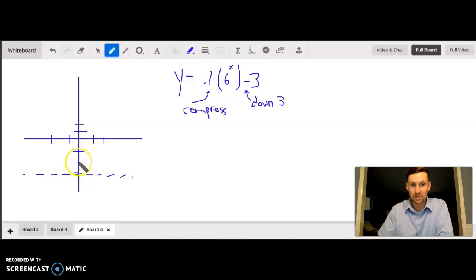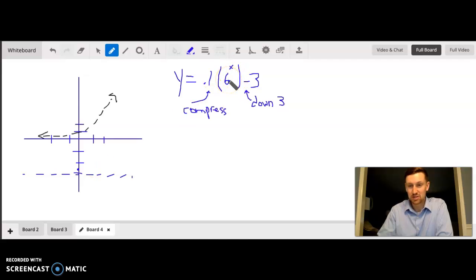So rather than crossing, let me draw the parent real quick in black. Remember, the parent would look something like this. However, rather than crossing at 1, it's compressed. It crosses right here at 1/10, 0.1. And then that's it. It doesn't go left or right at all.